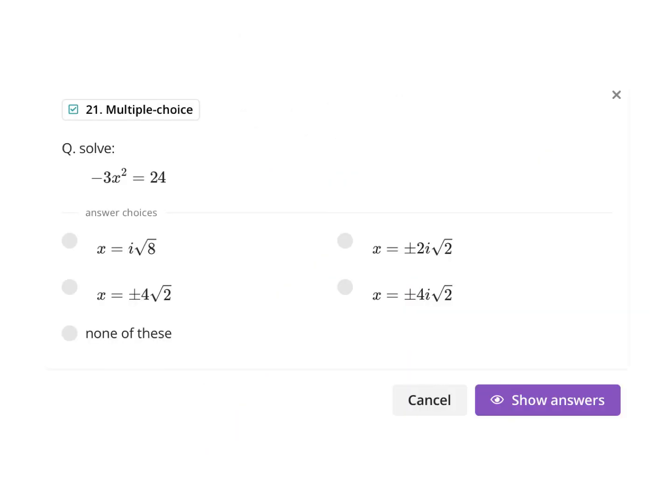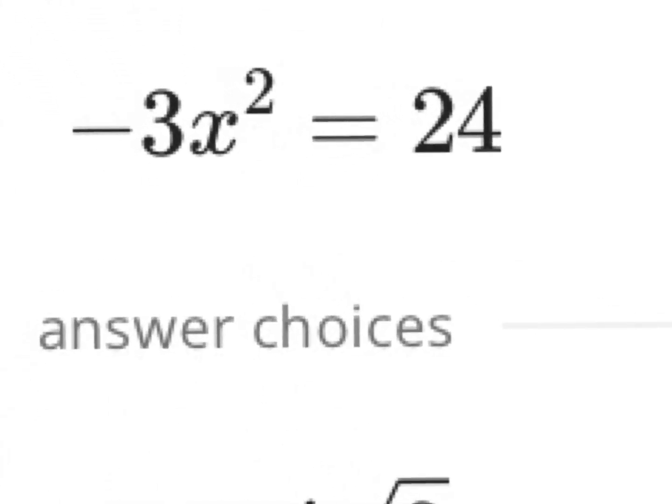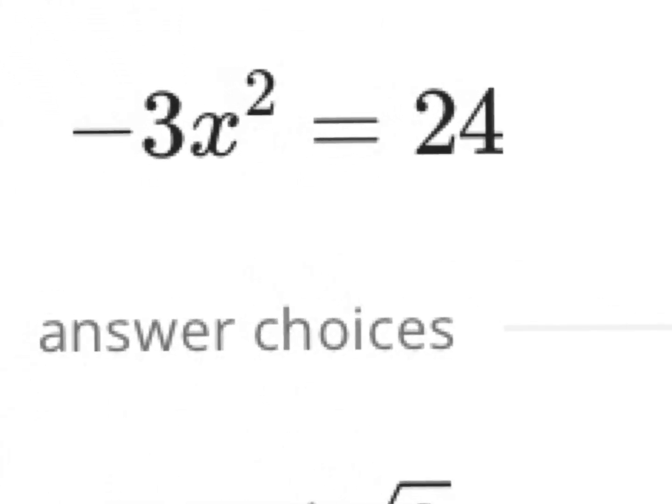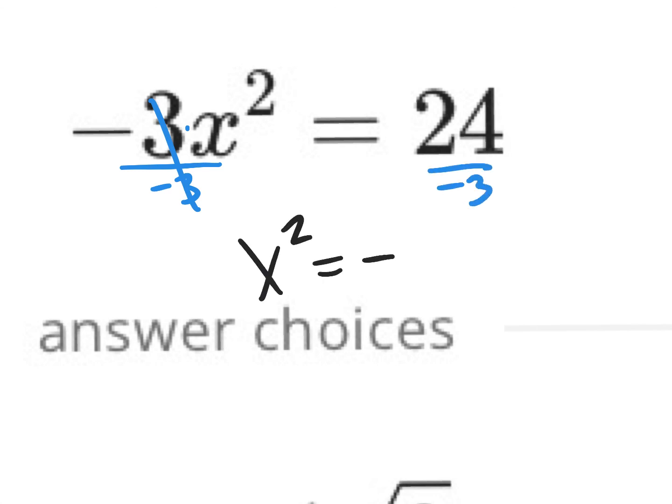Last but not least, we need to solve this guy. And of course, you could move the 24 over and have the a value of negative 3, the c value of negative 24, and the b value of 0 and use a quadratic formula. But why would you do that when you could simply just get rid of the multiplication of negative 3 by dividing by negative 3? You end up with x squared equaling a negative 8.